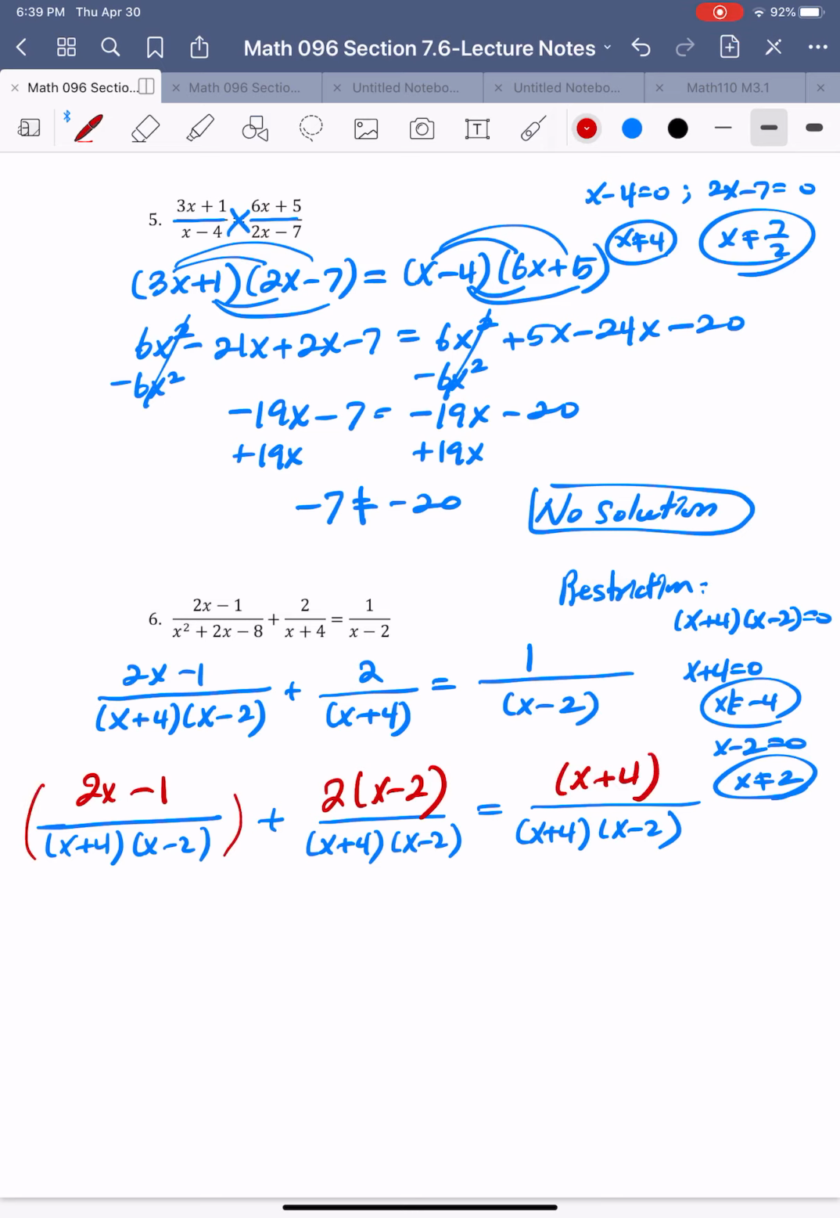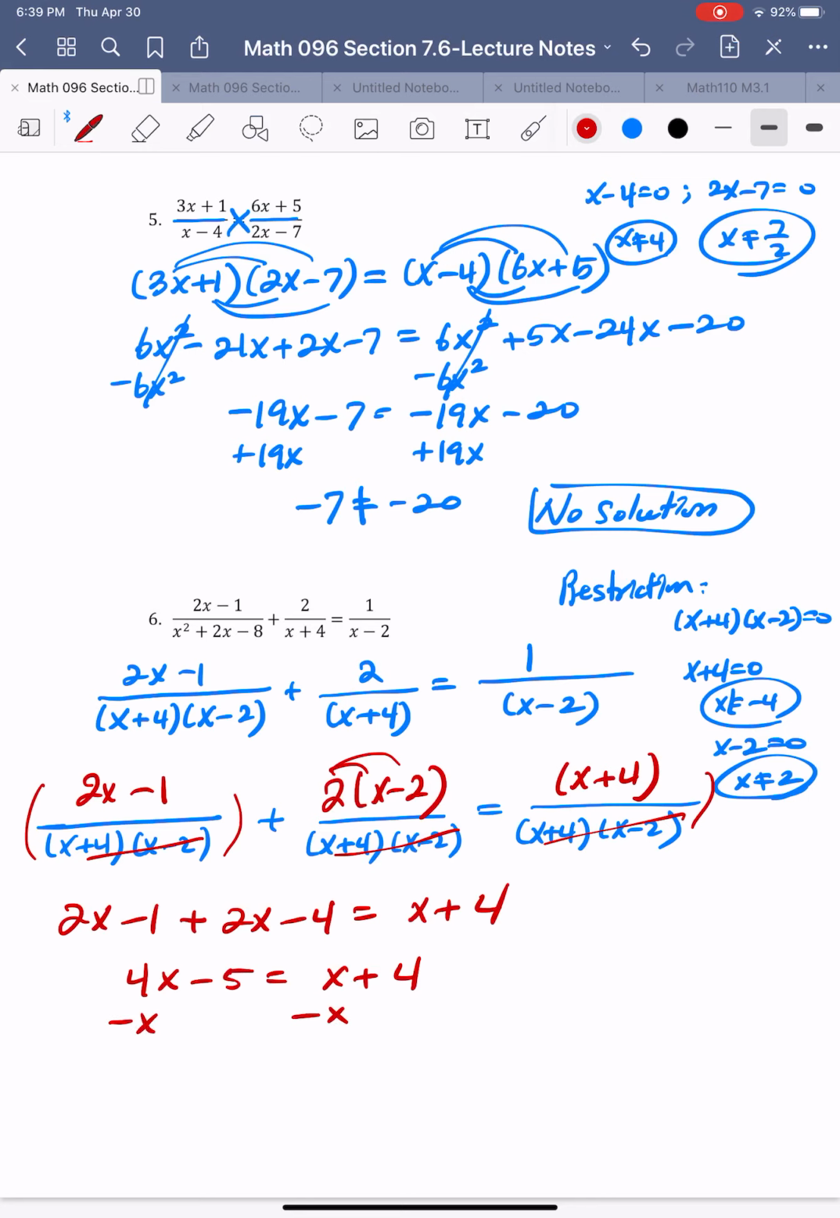And then multiply by the LCD on both sides, which cancels everything out. So you got 2x minus 1 plus, multiplying by 2 inside, 2x minus 4 equal to x plus 4. So 2x becomes 4x, negative 1 minus 4 is negative 5, equal to x plus 4, and solve for x. Subtract x on both sides, plus 5 on both sides, and this cancels out. And then 3x equal to 9, divided by 3, x equal to 3, which is not the same as negative 4 or positive 2, so this is okay to go.